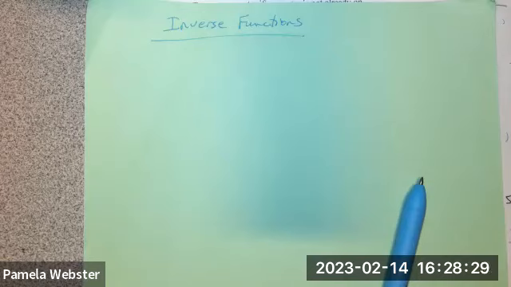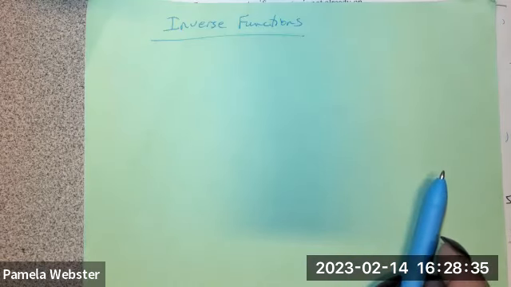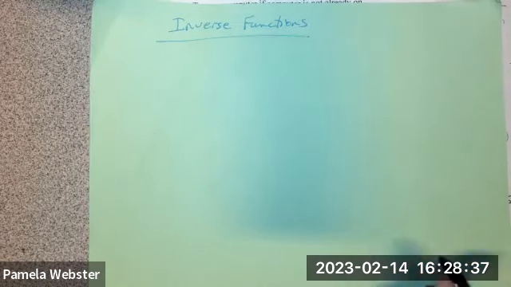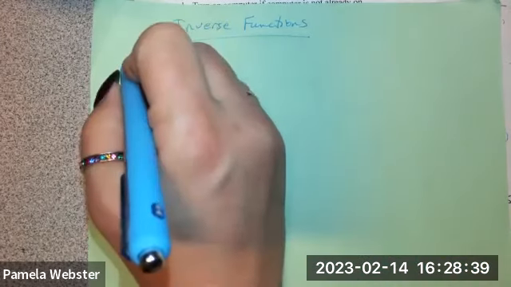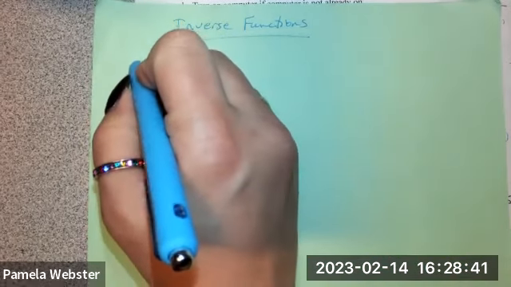All right, everybody, here we go. We're going to talk about inverse functions in the Blitzer book. If we're in the Blitzer book, that is section 2.7. Okay, so what does an inverse function look like to begin with?